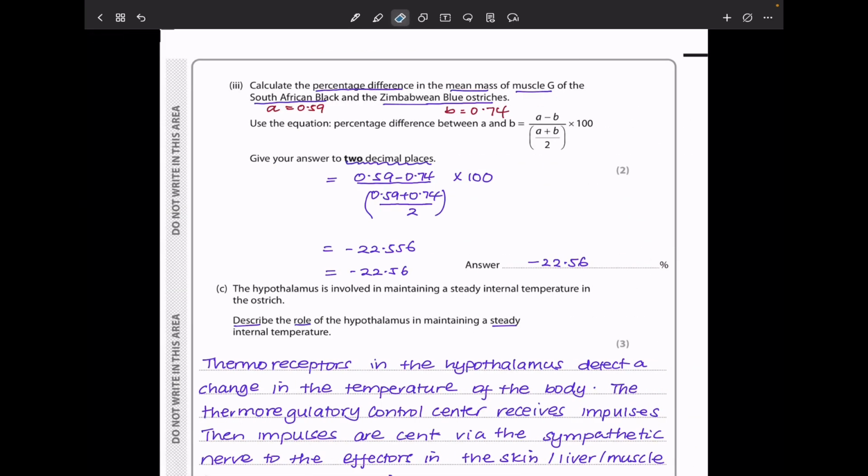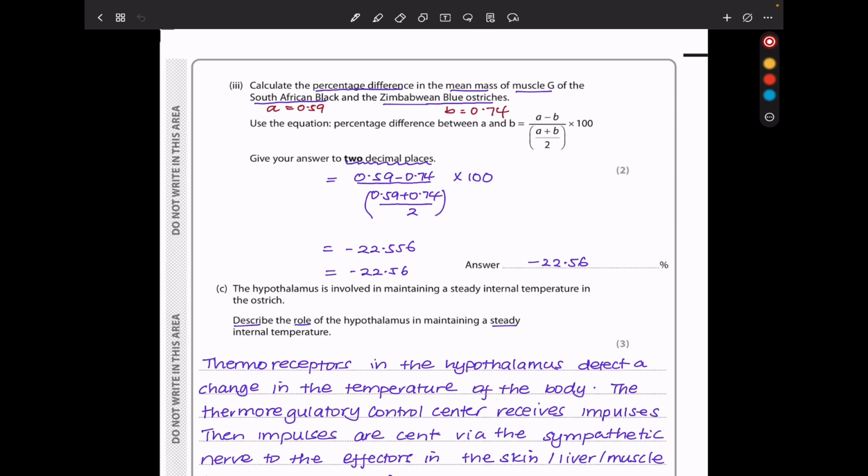Next, they say calculate the percentage difference in the mean mass of muscle G of the South African black and the Zimbabwean blue ostrich. Use the equation: percentage difference between A and B is that. They want us to give the answer in two decimal places. From before, I'm taking the South African one to be 0.59 because we're using muscle G, and the blue ostriches to be 0.74. This is from the table.